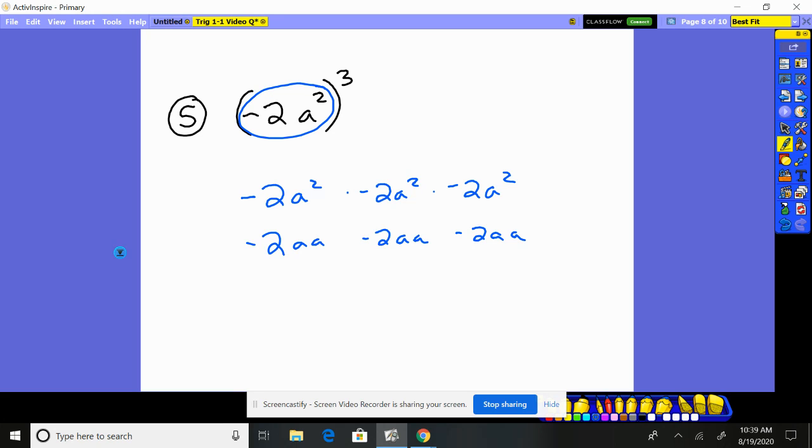So negative 2 times negative 2, that's positive 4. Times that negative 2 is going to make it negative 8. And now you see a times a times a times a times a times a. That's a to the sixth.